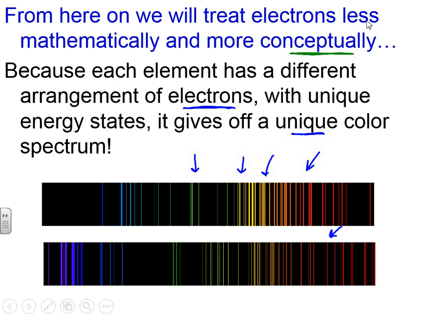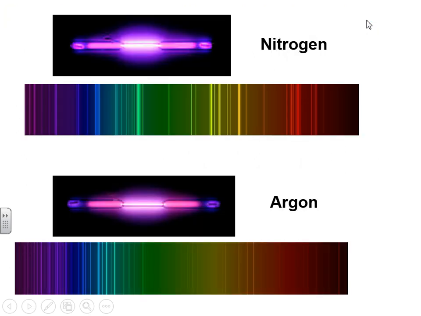So for example, if you heat up nitrogen and look at its light versus argon and look at its light, you'll see that to the visual eye, both of them look roughly pinkish purplish, but if you break up their spectrum, you'll see that they have different spectrums. Nitrogen has a lot of yellow, whereas argon has less yellow and more purple. So we'll study this in much more detail.